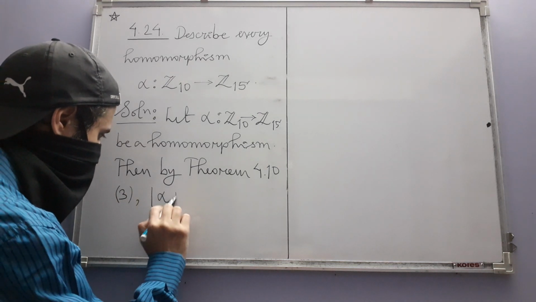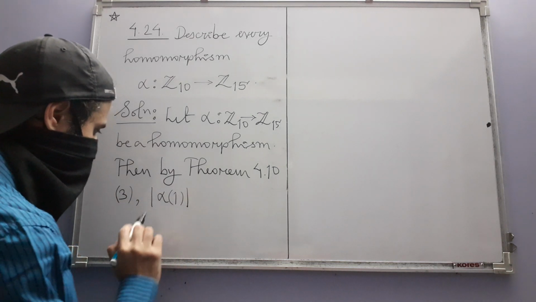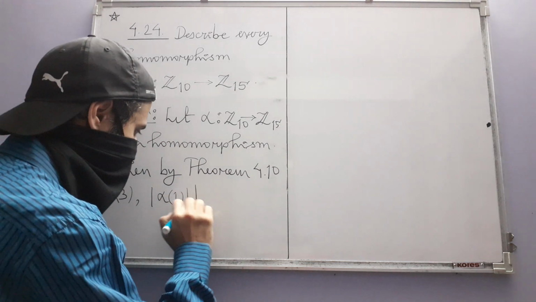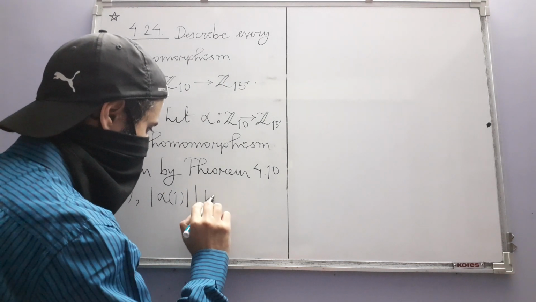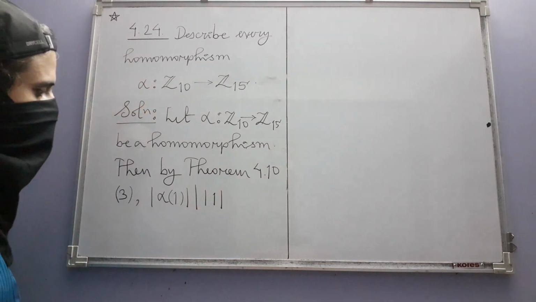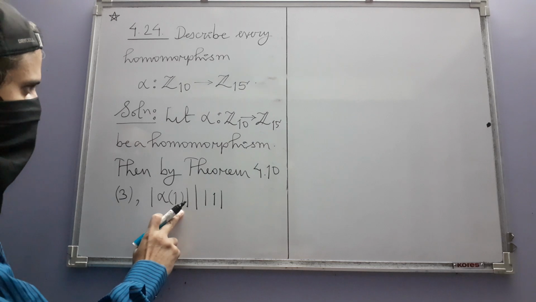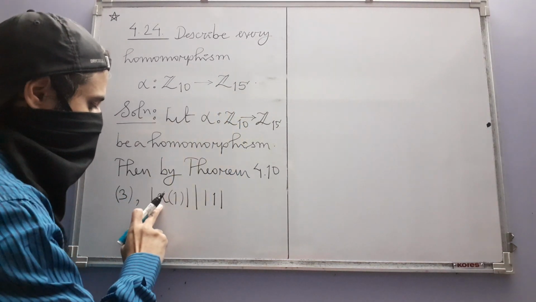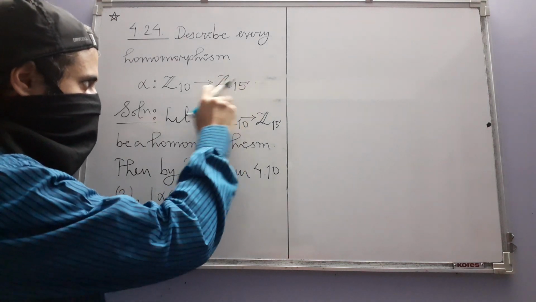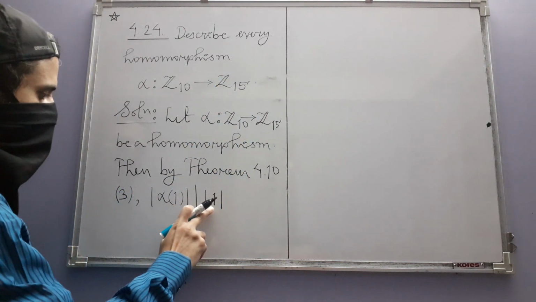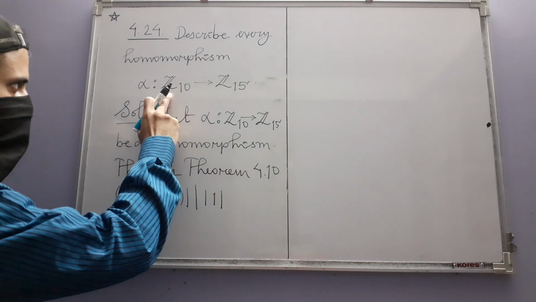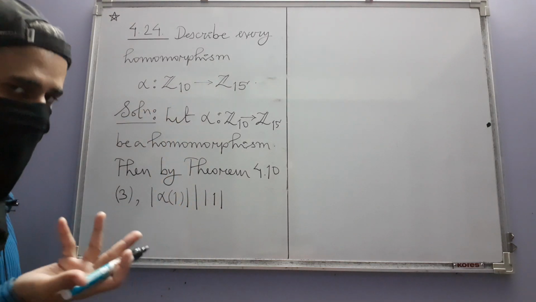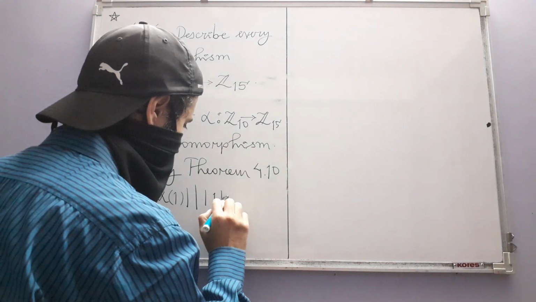that the order of the element alpha of 1 divides the order of 1. Well, this order you understand, since alpha of 1 is an element in Z15, it's the order of alpha of 1 in this group. But this 1 is coming from Z10, so its order in Z10 is 10.